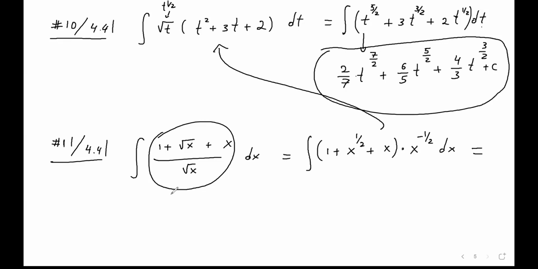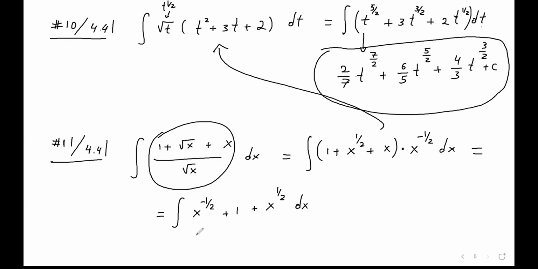So this is going to be equal to the antiderivative of x to the negative 1/2 plus x to the 1/2 times x to the negative 1/2 is 1, plus x times x to the negative 1/2 is x to the 1/2 dx. All right, folks. So we multiplied here again 1 times x to the negative 1/2, no doubt there. X to the 1/2 times x to the negative 1/2 is x to the 0 or 1. That's why 1. X to the first times x to the negative 1/2 is x to the 1 minus 1/2, which is x to the 1/2.